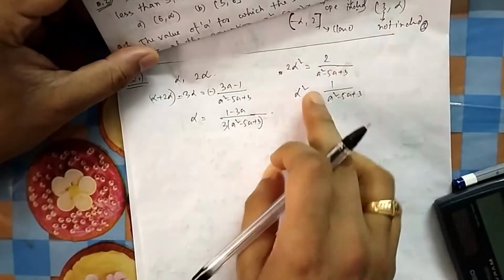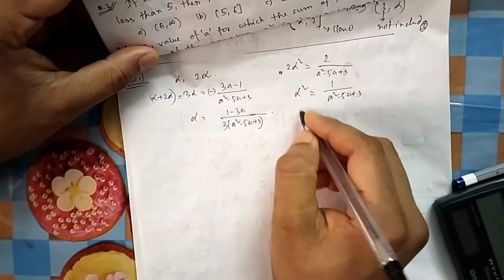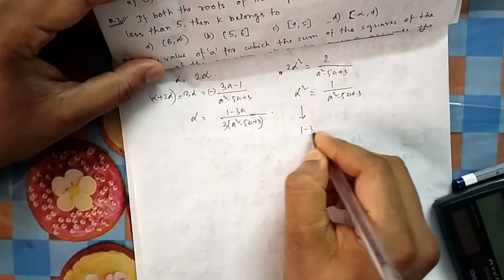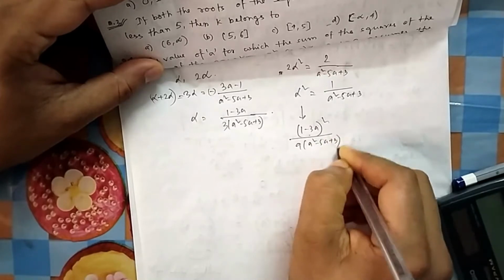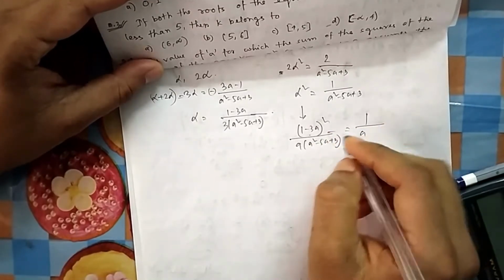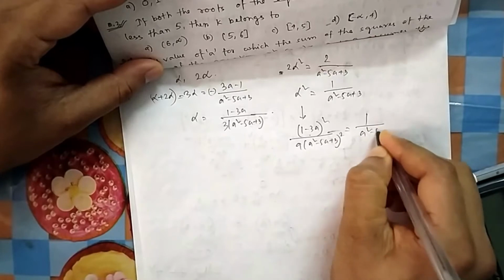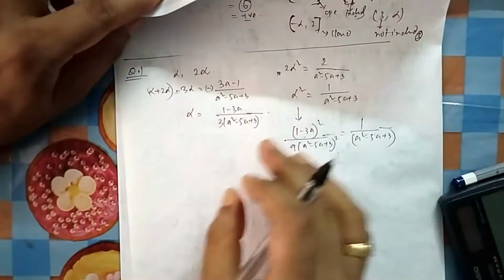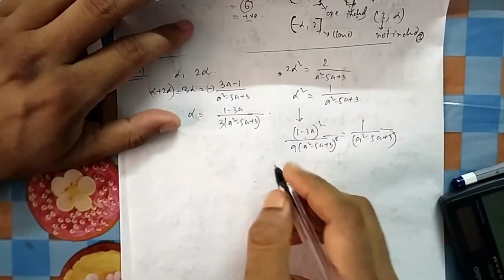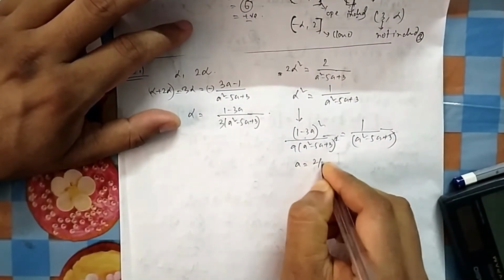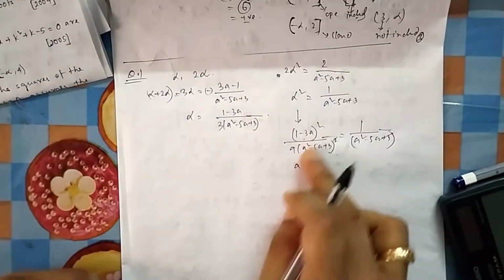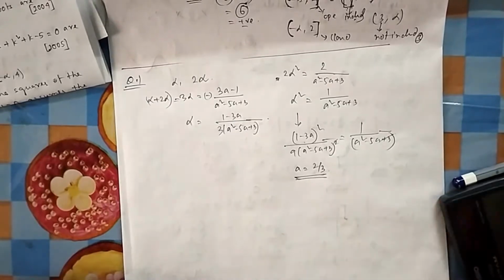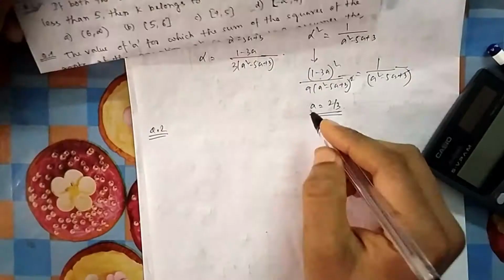So now you can put this value of alpha here: 1 minus 3a whole square by 9 into a square minus 5a plus 3 is equal to 1 by a square minus 5a plus 3. If you do it, I think you can solve it. If you solve it, ultimately you will get a is equal to 2 by 3. I am not doing it because it will take a long time. If you cross multiply both sides and solve the quadratic equation, you will find a equal to 2 by 3. This is very easy. So this is your answer.